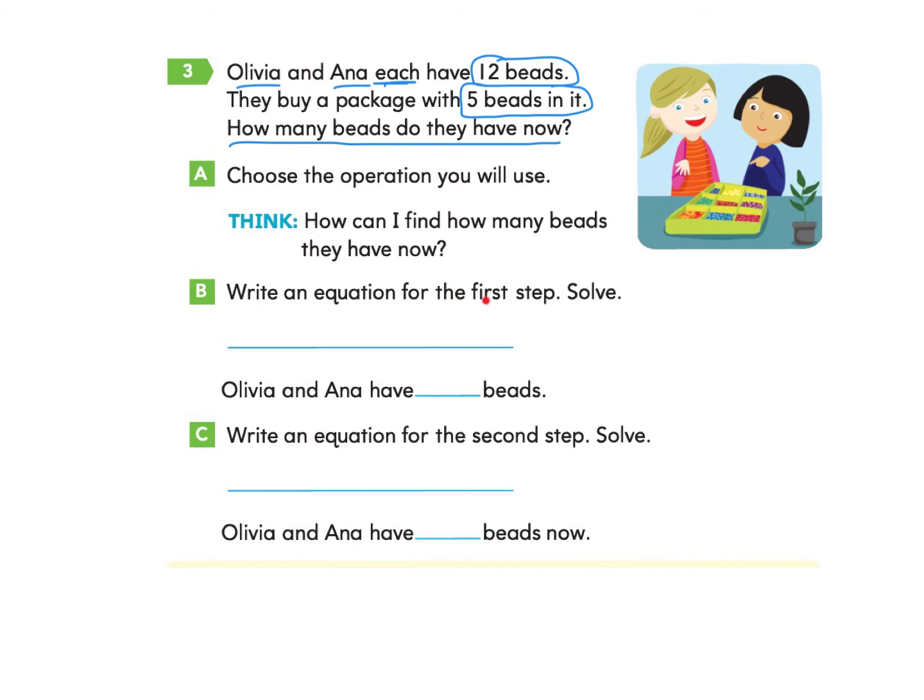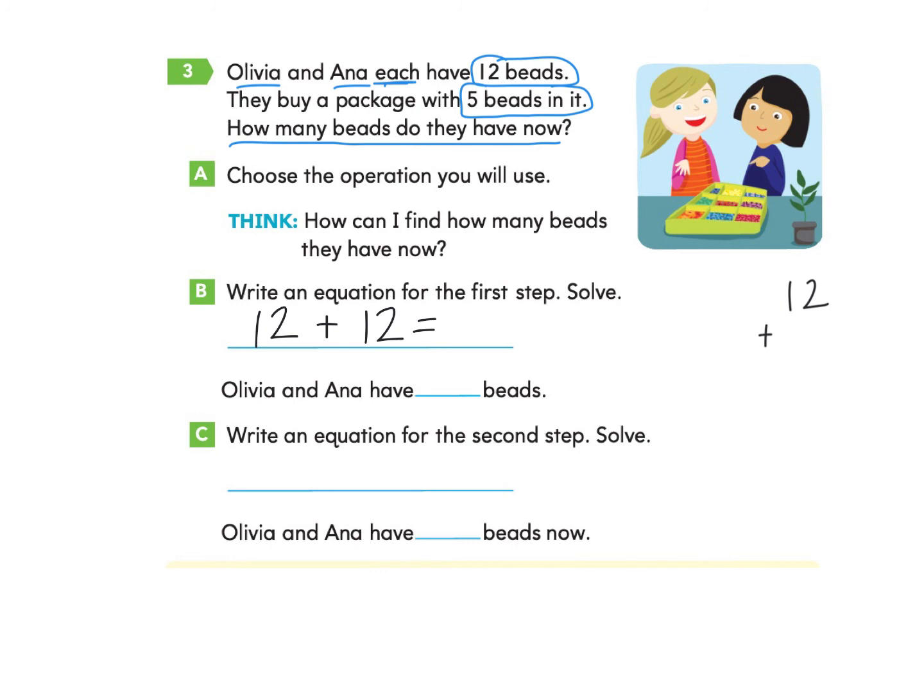Write an equation for the first step and solve. Well, it tells us that Olivia and Anna each have 12 beads. So I need to put those beads all together. Olivia has 12 and Anna has 12. So when we add 12 plus 12, what do we get?